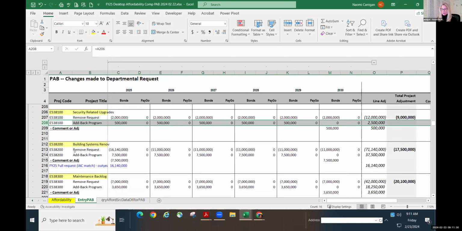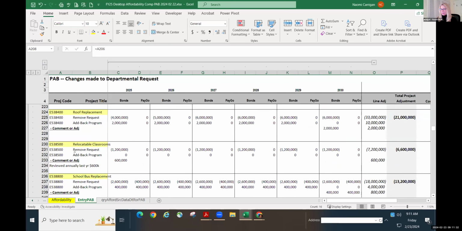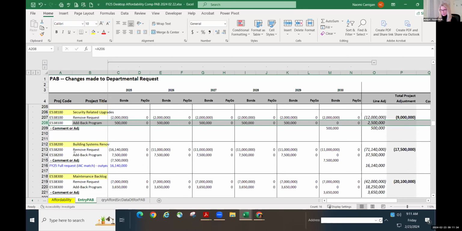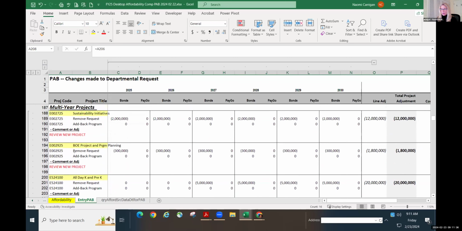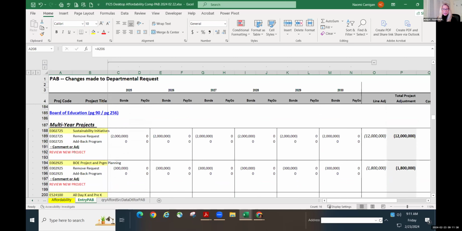And so you can see that I just go kind of down through all of these. So I thought we could start with the Board of Education, the multi-year recurring capital projects. And if you concur with the way this is presented, I will leave it. If you feel that you want to move forward with sustainability initiatives for $2 million, what I'll do is I'll delete this and it'll actually put it back in the program.